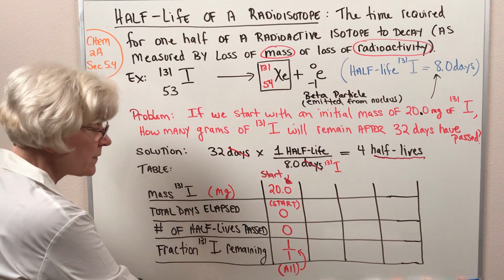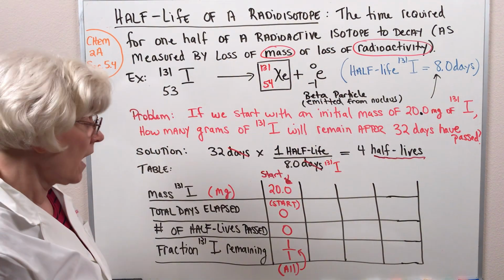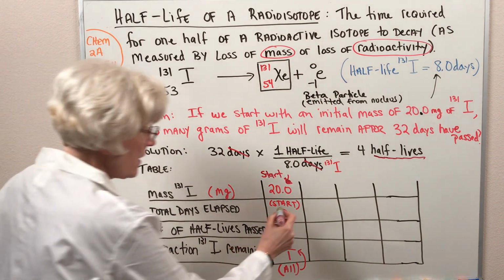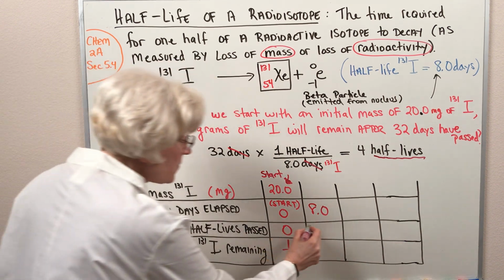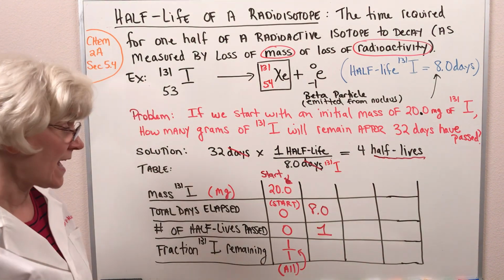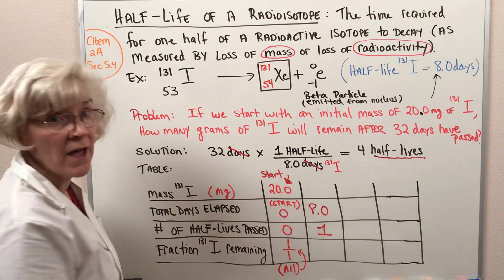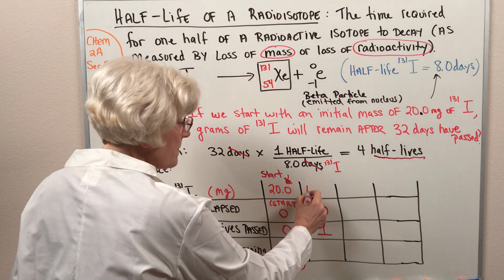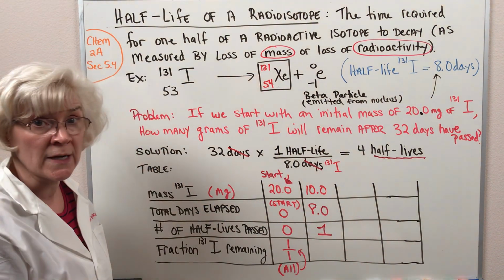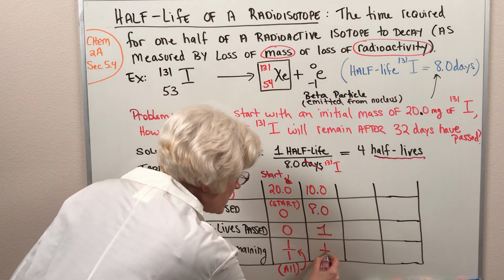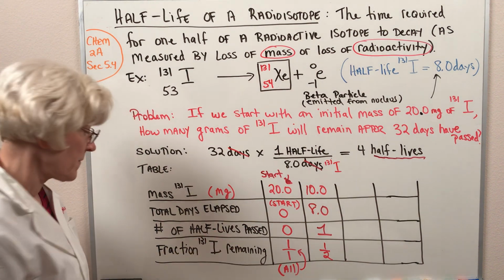So notice I'm writing a fraction that represents 1 over 1. And now we can complete the rest of the chart pretty easily just by using the definition of what half-life is. When 8 days have passed, that correlates to 1 half-life that has elapsed. What does that mean when 1 half-life has elapsed? That half of our starting material has decayed away. So if I take 20 milligrams and divide it in half, I get 10 milligrams. And that correlates to 1 half of our original iodine 131 that is remaining.